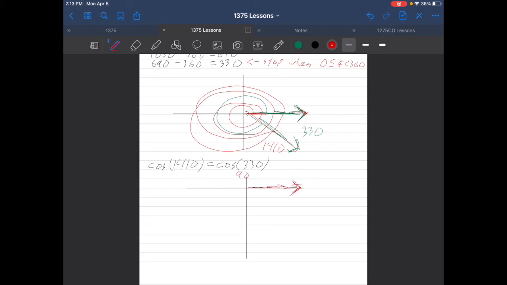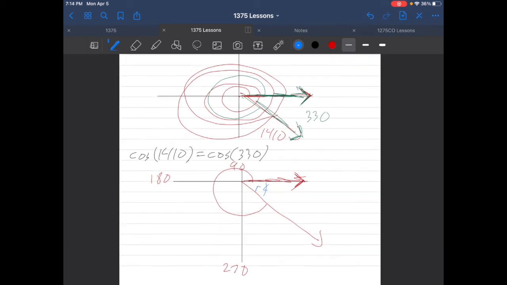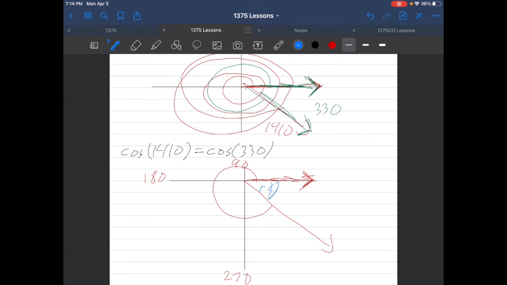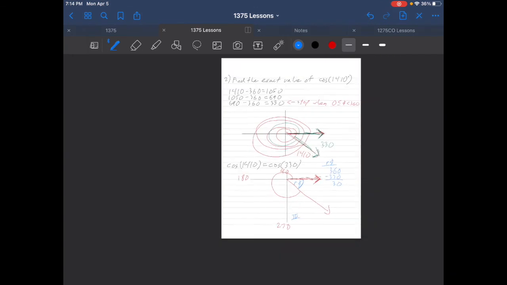This angle swings around past 90, past 180, past 270, and stops somewhere before 330 degrees. Sorry, before 360 degrees, right? This is a 330 degree angle, and this creates a reference angle right in that blue location right here. What is the measure of this reference angle? 360 minus 330, because we are in quadrant number 4. That means we're going to do 360 minus theta. This angle measures 30 degrees.